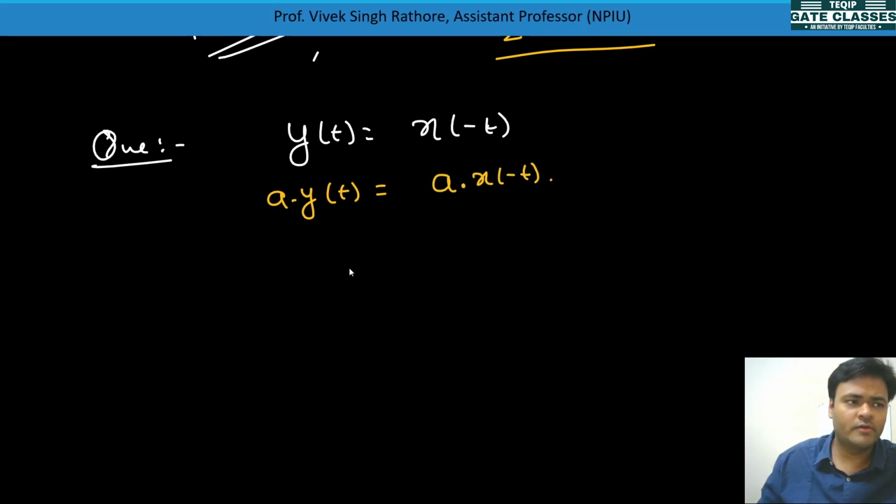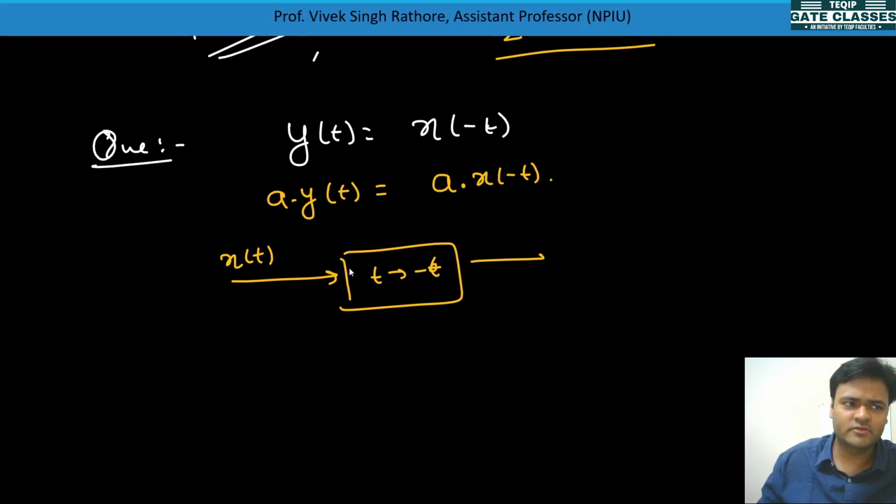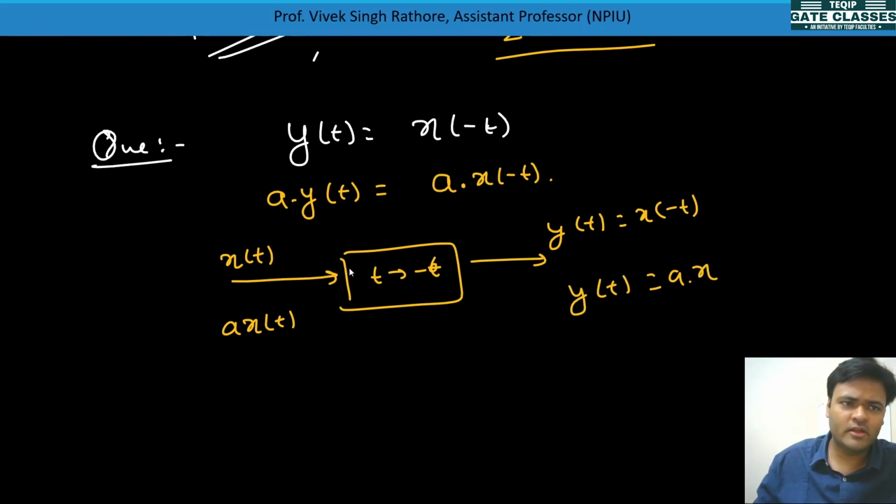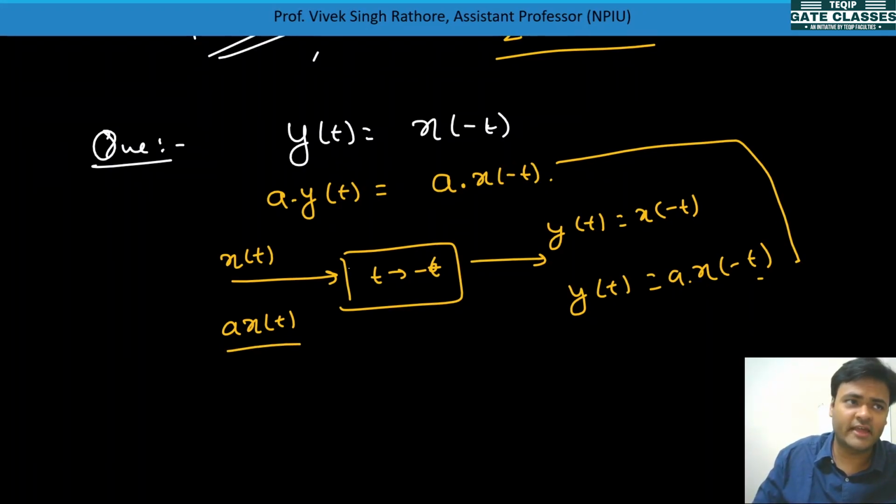Now what we'll do, we'll give a times x(t) as input. Let's suppose this system is there, and what it is doing is just replacing t with minus t. So we are getting y(t) is equal to x(-t). Now we'll give the input as a times x(t), and the output will be a times x(-t). So a times y(t) and the output for a x(t) are exactly the same, so it is satisfying the homogeneity principle.